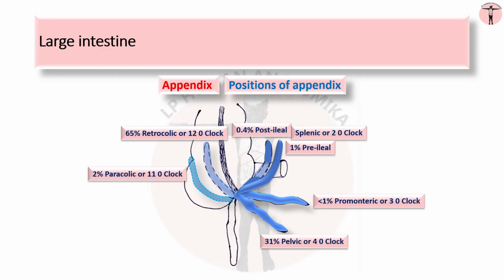Pelvic or 4 o'clock position. The appendix descends downward and medially, crosses the pelvic brim to enter the right side of the true pelvis, which is seen in 31% of cases and is the second commonest position. In females, it may be related to the right uterine tube. Mid-inguinal or 6 o'clock position. The appendix passes vertically downward below the cecum, called subcecal, and points towards the inguinal ligament and is seen in 2% of cases.